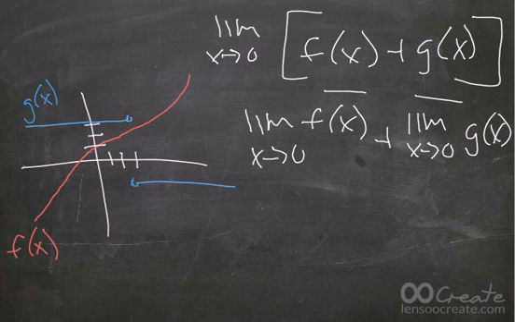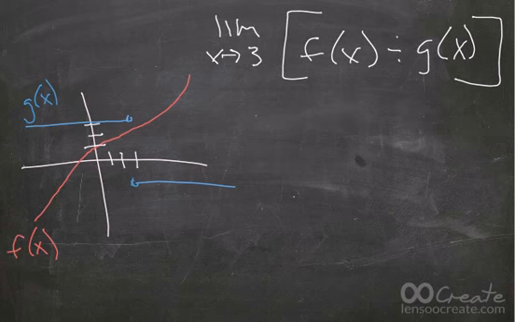So at this point in time, we can evaluate the limits of both parts. So the limit of f of x as x goes to 0 is 1, plus the limit of g of x as x goes to 0, which is 3. And the answer would be 4. So this idea that we can evaluate separate parts of the function works not only for addition, but also for subtraction, multiplication, and division. So let's look at another example with division.